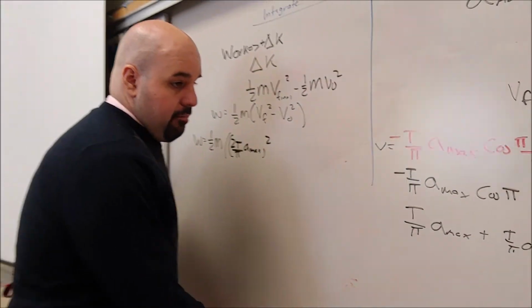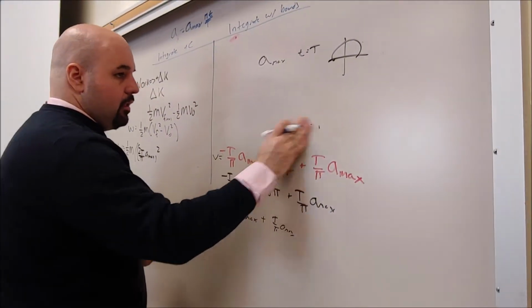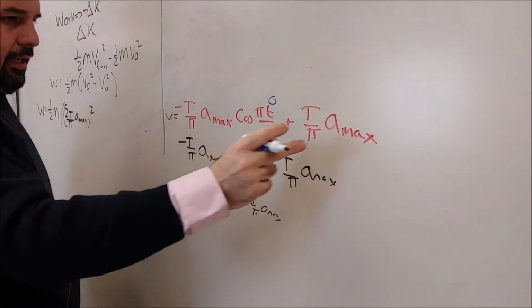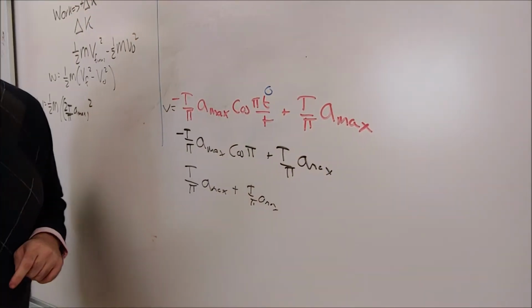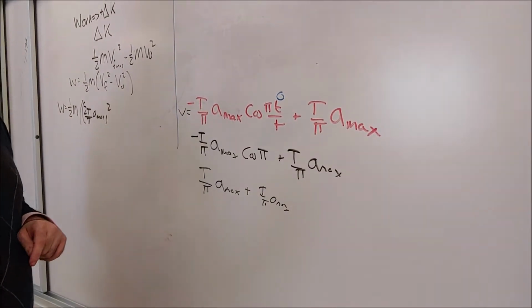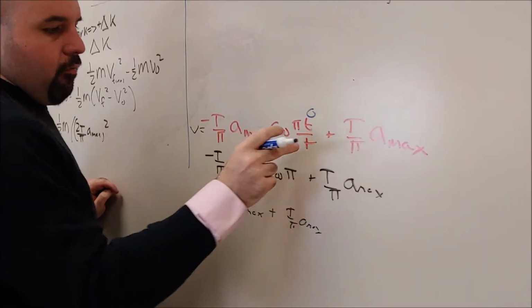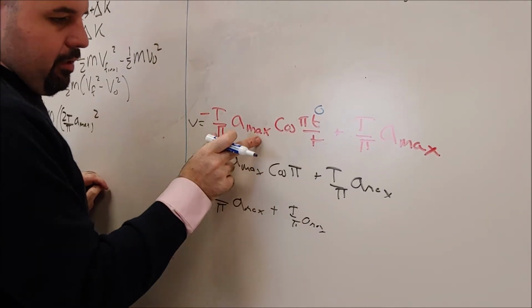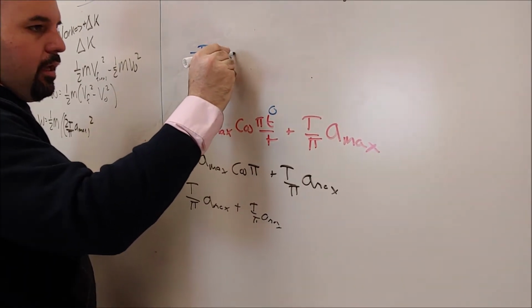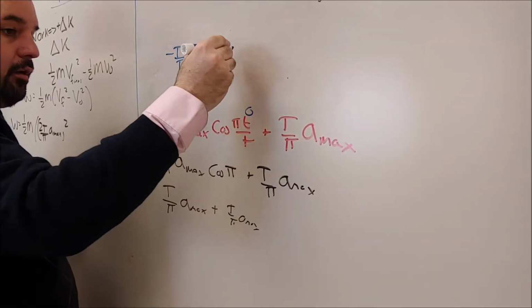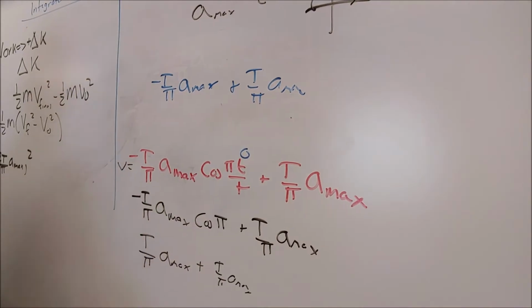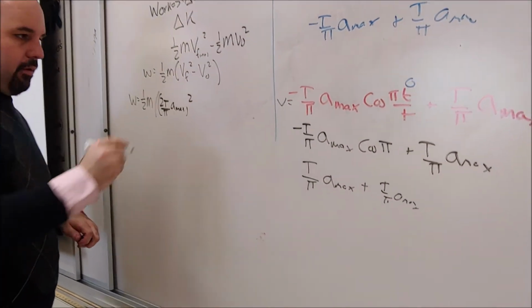I'm not going to do it again, but this time I'm going to put in time is 0, which is going to get this term, is that right? Cosine of 0 is 1. When you put cosine of 0 in here, this just becomes these two things, so it becomes negative t over pi a max times 1 plus t over pi a max. That becomes 0, I believe, right? I think so.